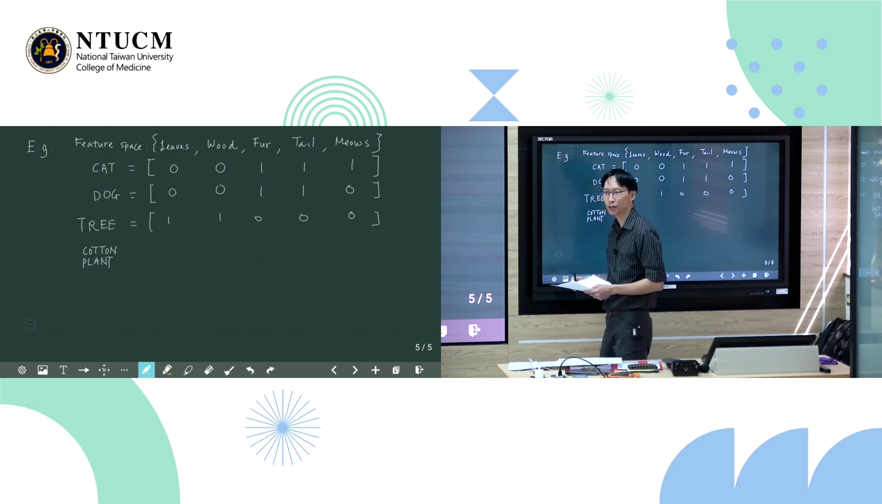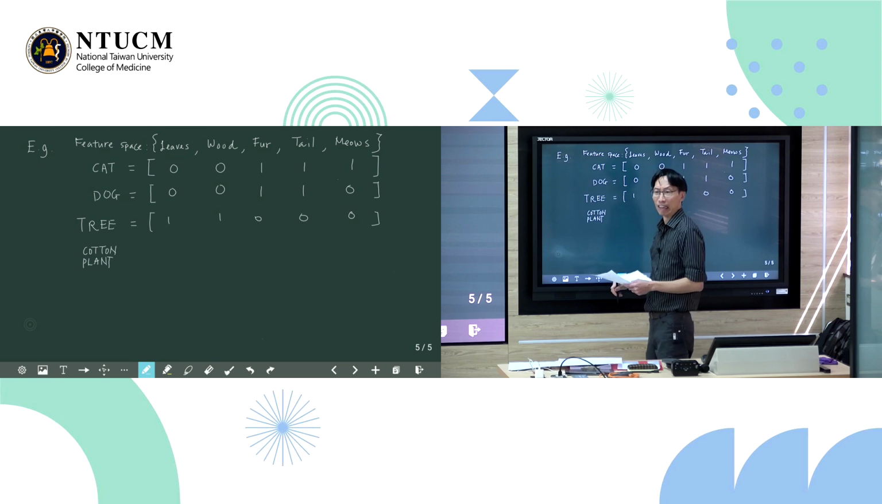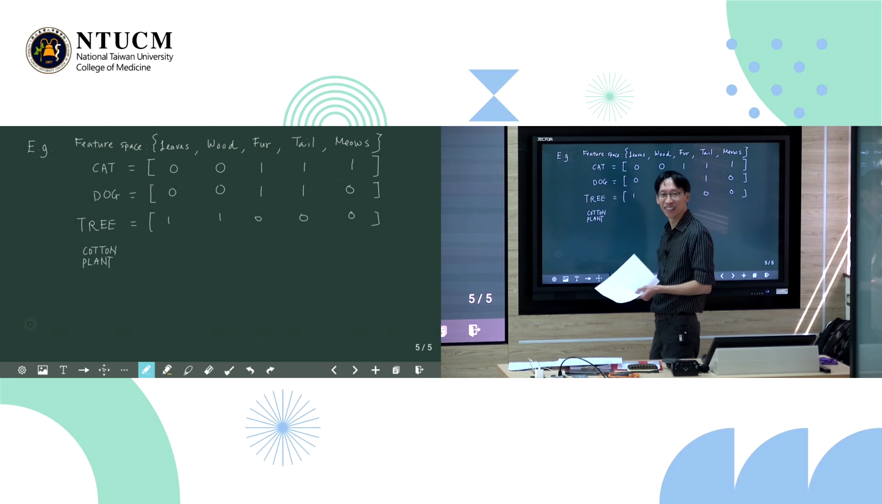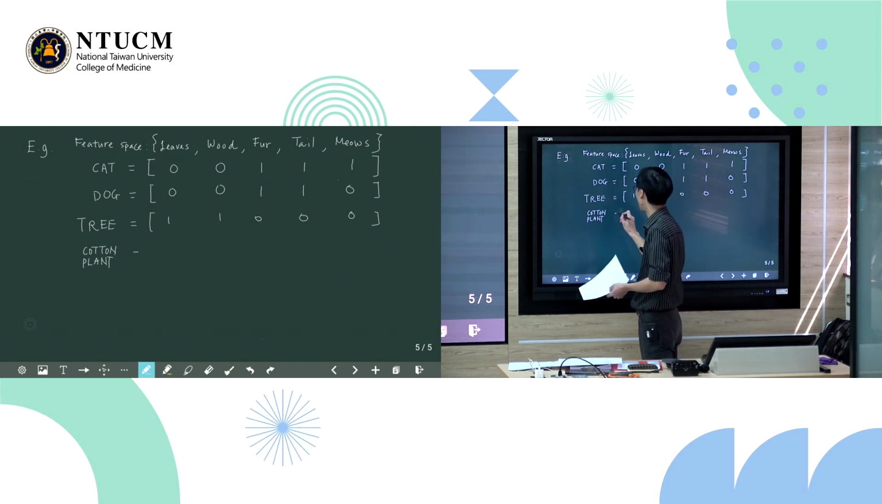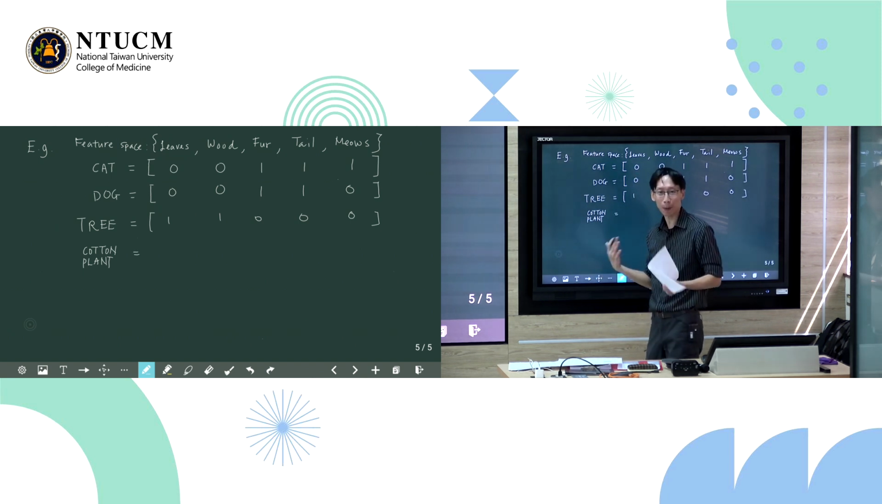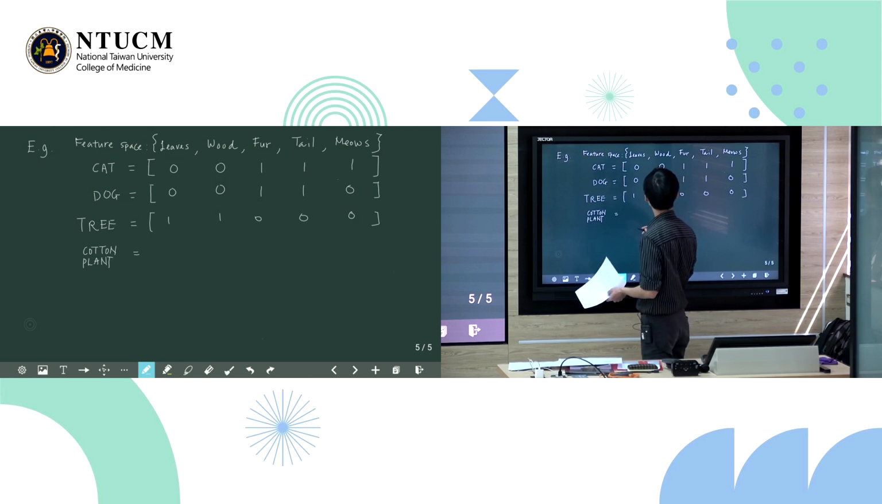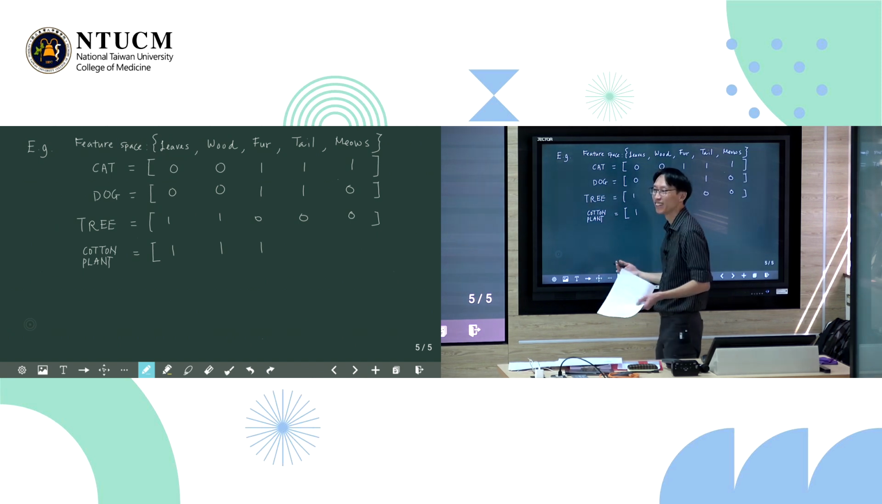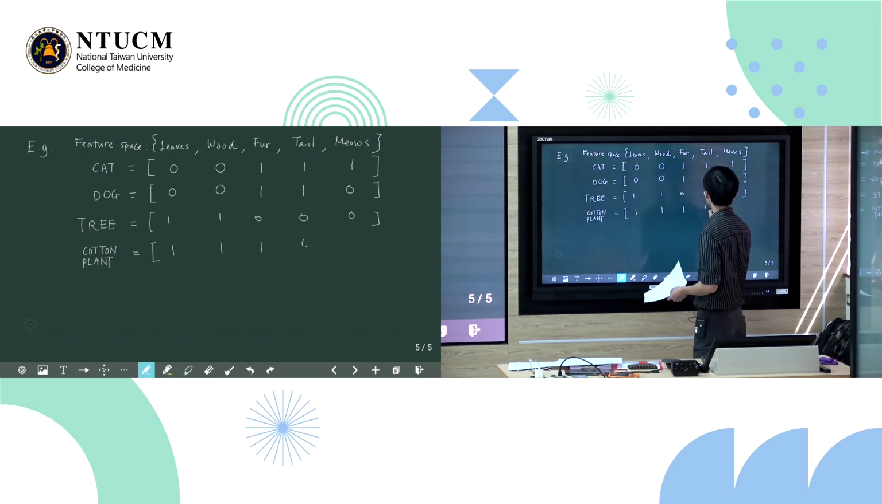Is cotton a plant or a tree? Plant. I thought it's a tree. It might be a plant. I don't know. Anyway, let's assume it's not a tree. It's a plant. In this case, it doesn't matter anyway. So it has leaves. It has wood. It's furry, I would say. Does not have a tail. It doesn't meow. Okay.